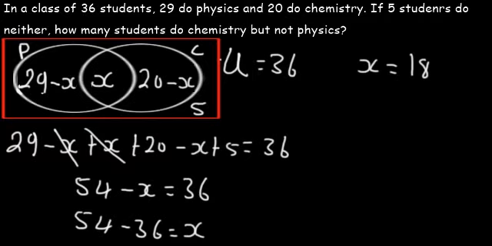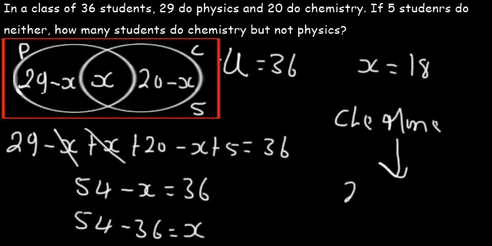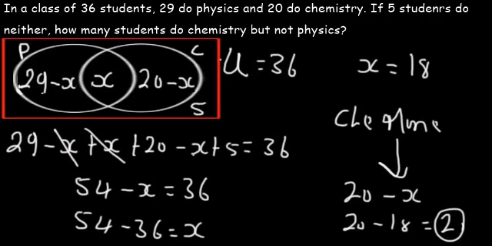Now that we have the value of x, we should be able to find the value of those that study chemistry but not physics. How can we find it? We're going to make use of this formula over here, which is 20 minus x. So chemistry alone will be equal to 20 minus x. But the value of x is 18, so we have 20 minus 18, which is equal to 2. Therefore, we have 2 students that do chemistry alone.